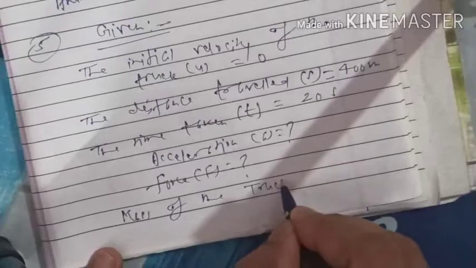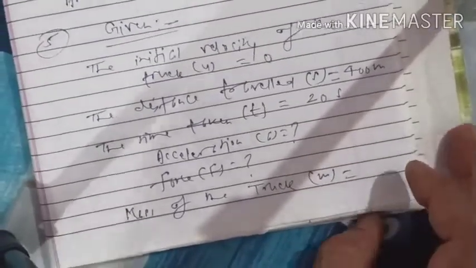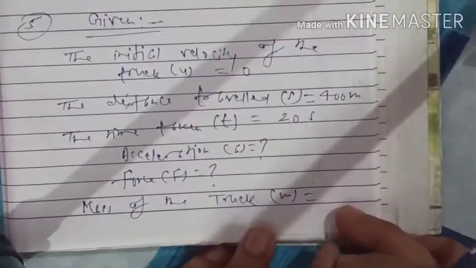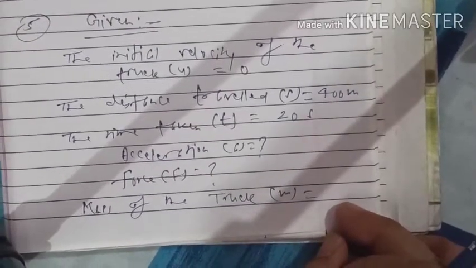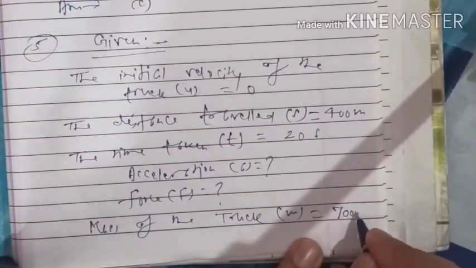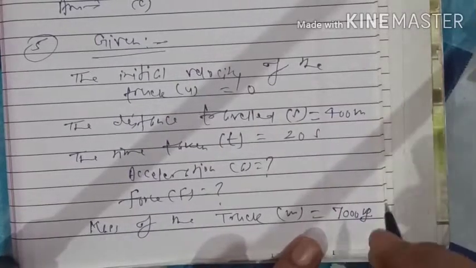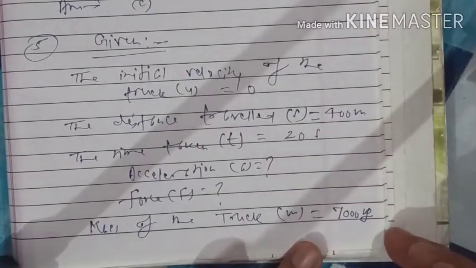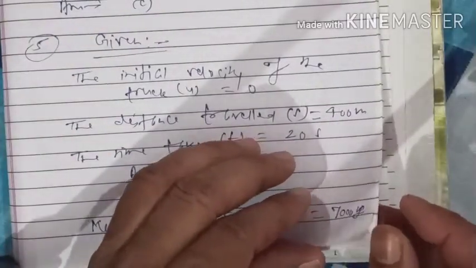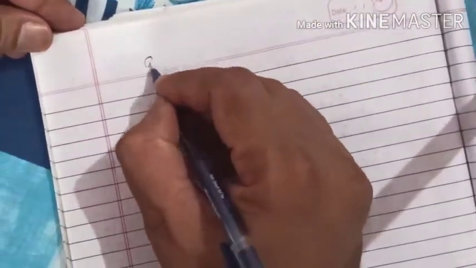Mass of the truck, which is represented by small m, is given here as 7 tons. But ton is not an SI unit. It is given in your book in the hint that 1 ton is equal to 1000 kg. So we shall write 7 tons is equal to 7000 kg. We write all physical quantities in SI units. So now the question is what will be the amount of force. So we have to calculate force. Before calculating force, we need acceleration. If we calculate acceleration, then calculating force will be very easy.